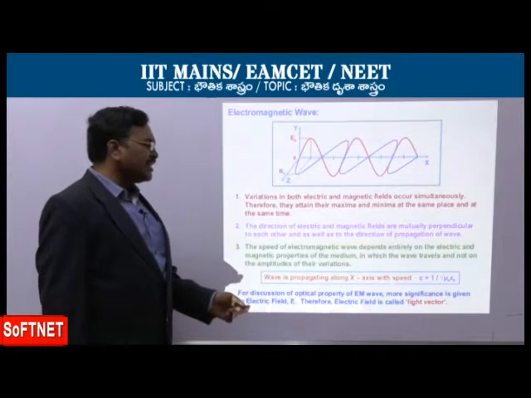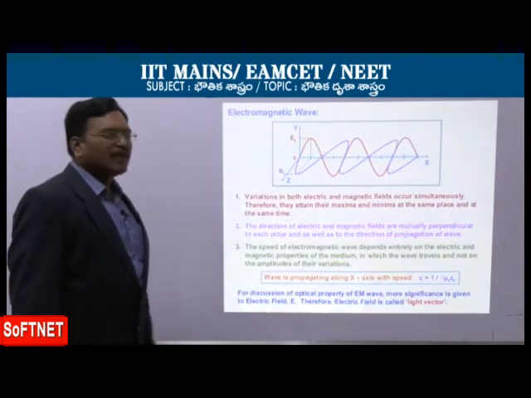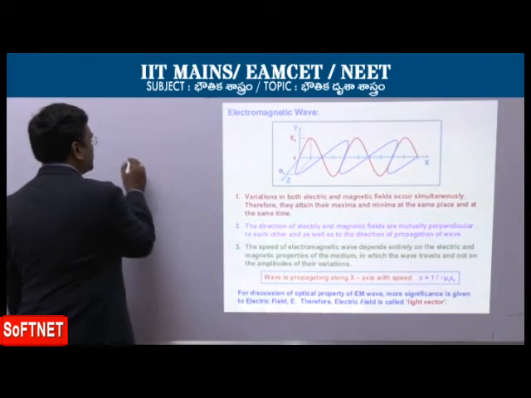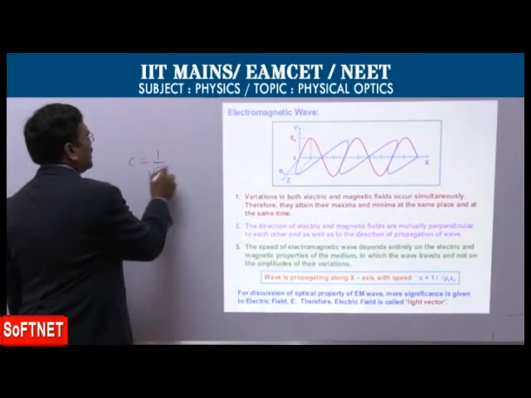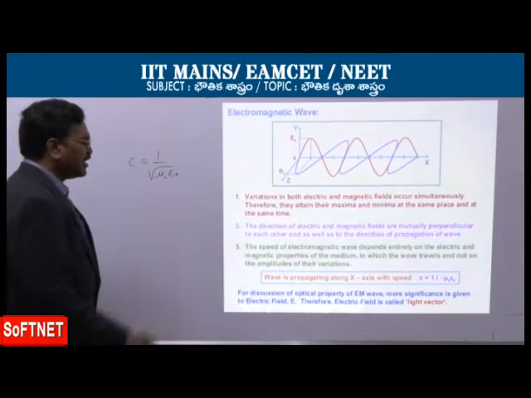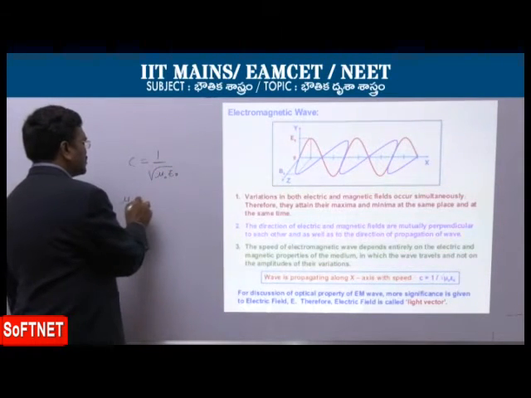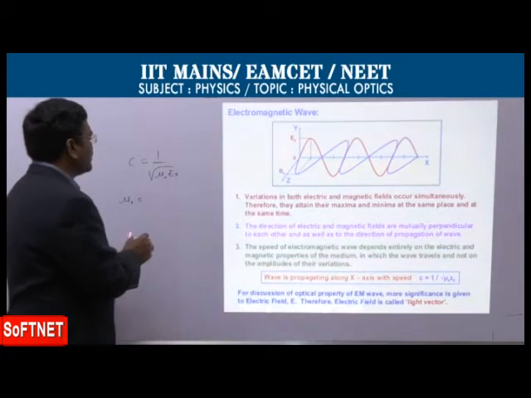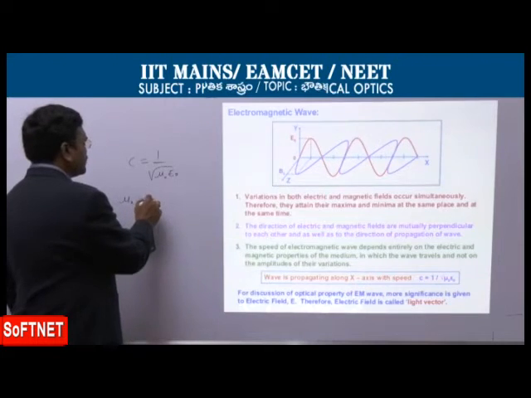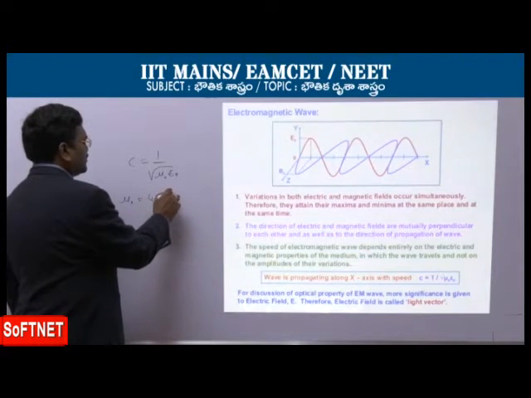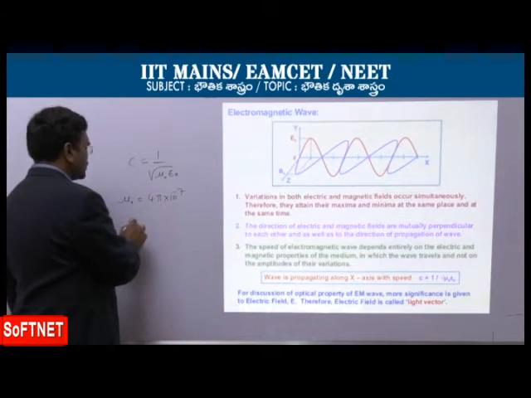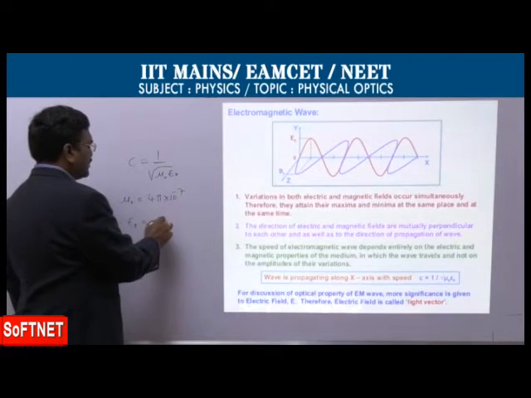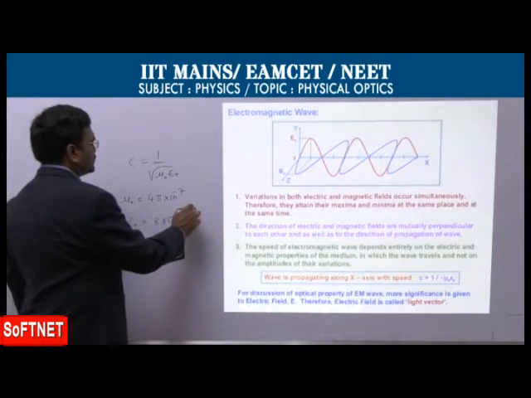Now, the wave is propagating along the x axis with speed c equal to 1 by under root of mu naught epsilon naught. What is mu naught? Mu naught is the permeability of free space. Its value is 4 pi into 10 to the power of minus 7. Epsilon naught is 8.85 into 10 to the power of minus 12.